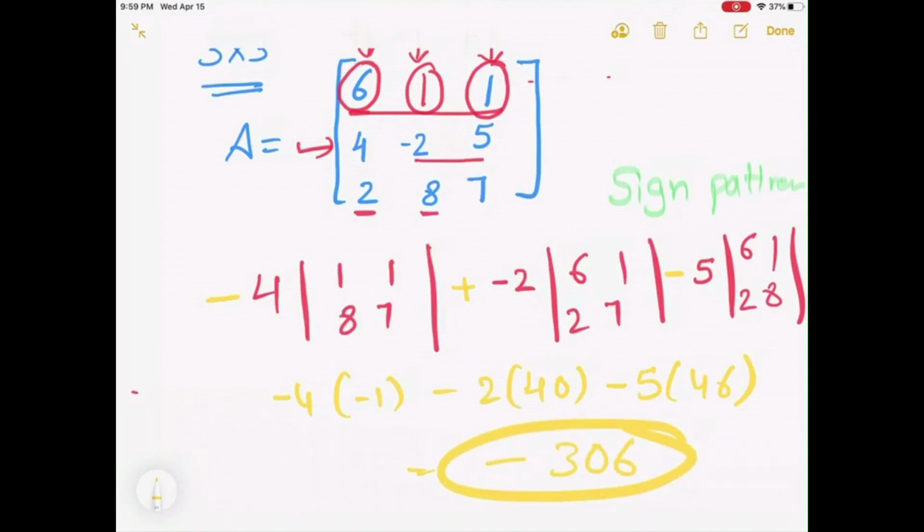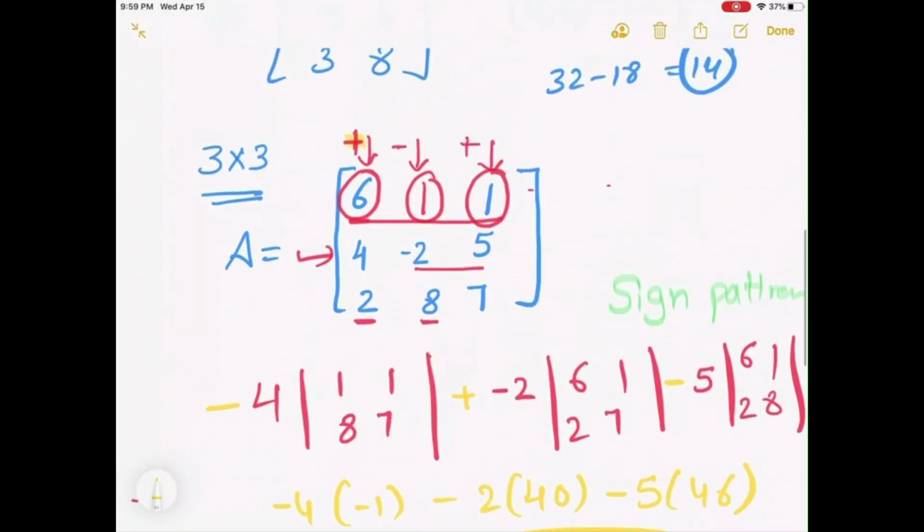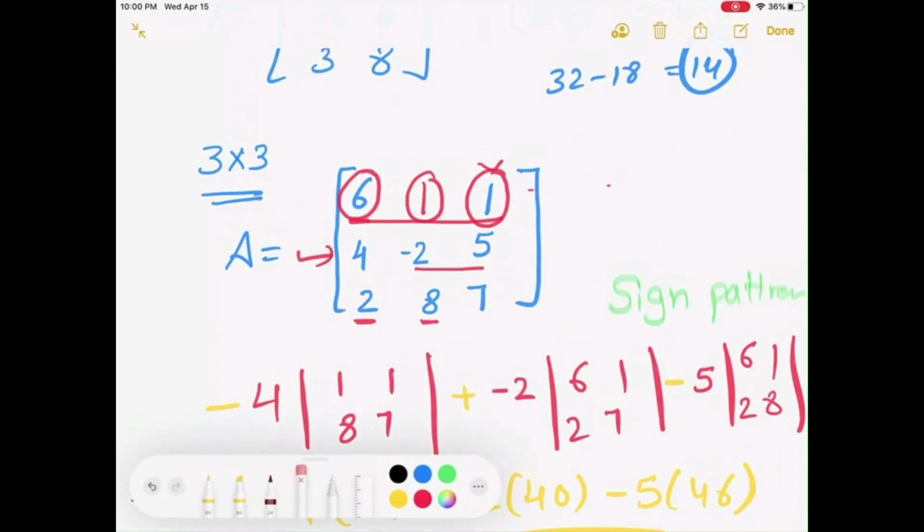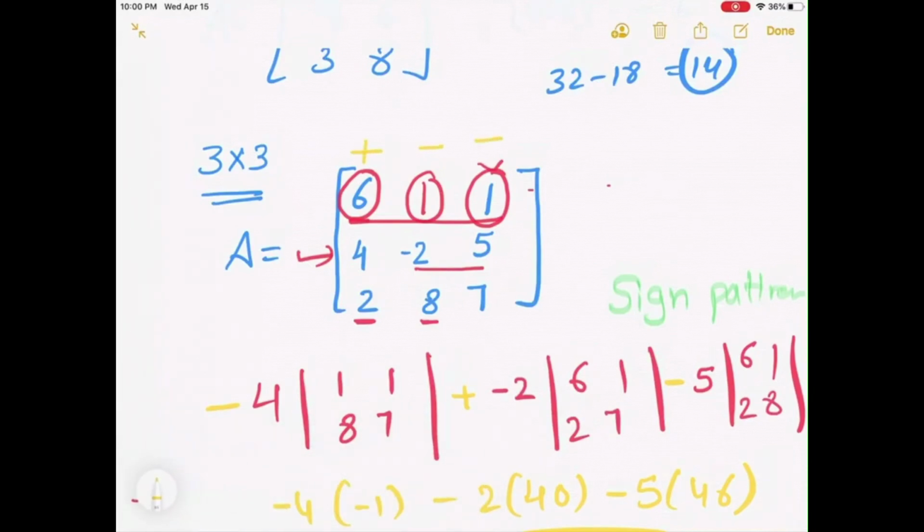All right, now let's talk about the sign pattern. I don't know if you paid attention to this or not. Let me erase all these. When I did first and third row, my sign pattern was plus, minus, and plus. Plus, minus, and plus. But when I did the middle row, I did negative, positive, and negative.